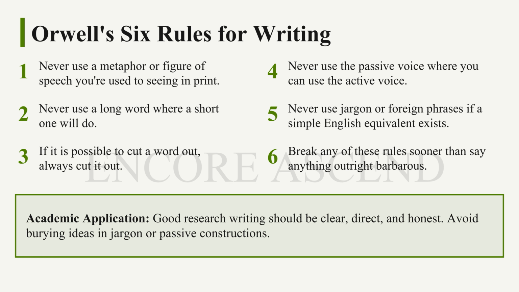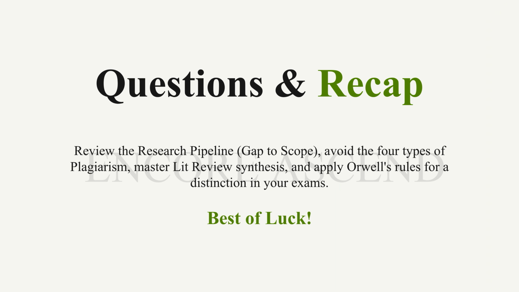Now let's do a quick recap of today's discussions. Research begins with a gap, which leads to a problem, then a question, and finally scope and limitations. Plagiarism has four major forms: direct, mosaic, accidental, and self-plagiarism. A literature review is not a collection of summaries, it is a process of synthesis and critical analysis. And George Orwell's six rules provide a practical guide for clear and effective academic writing.